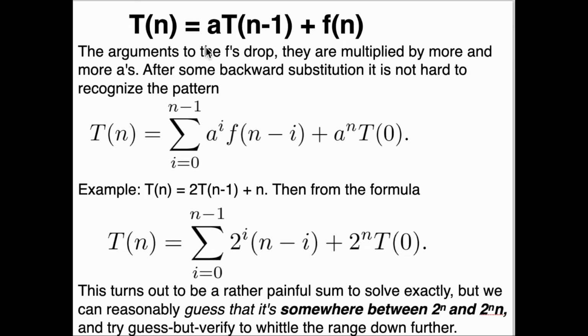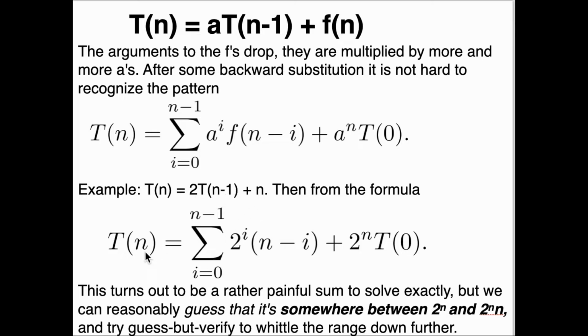The second form is if we have a multiplier for the t of n minus 1. Okay? So if we have something like this, it's just a matter of replacing the content. So t of n is equal to summation of something. Instead of I, we have n minus I, and a raised to I plus a raised to n. So let's have an example para mas visible sa atin. No? We have a equal to 2 and we have f of n equal to n.